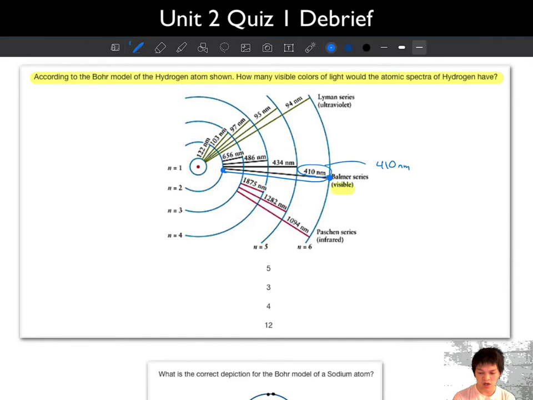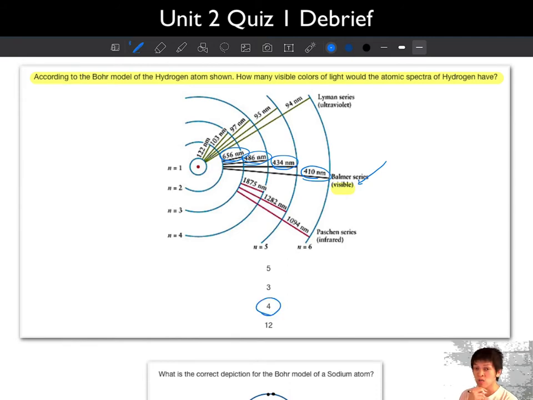But this one is just asking about how many colors of light you would see. Well, just count how many wavelengths, right? Because color is the same thing as wavelengths. So here's 1, here's 2, here's 3, here's 4. We're just looking at the ones underneath visible. Okay, so there's 4 colors of light.